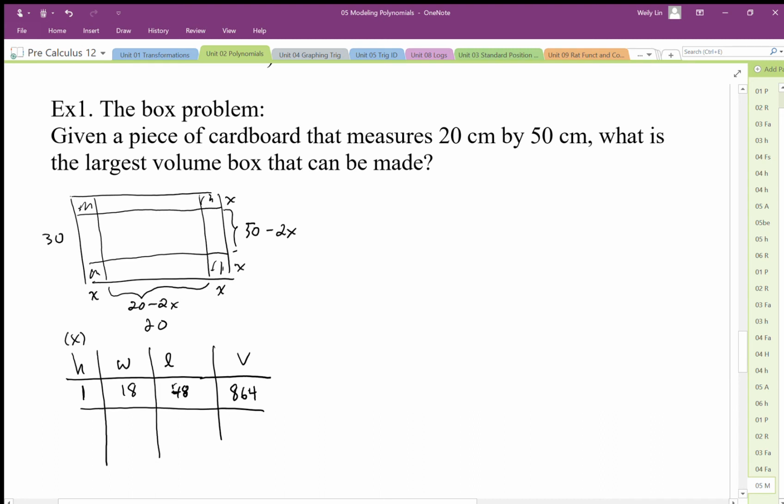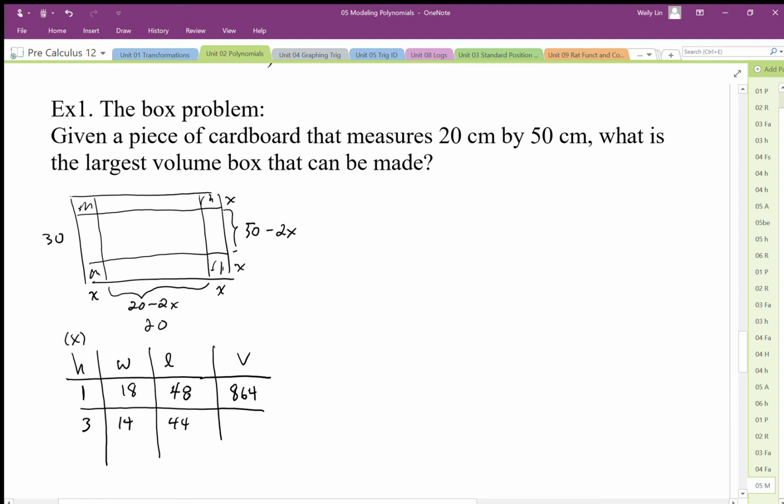In fact, if I just cut off a little 1 centimeter corner from there, it's probably not going to give me the biggest box. So let's maybe cut off a little bit more, cut off 3 centimeters. And then the width here is going to be 14. The length here is, I've kind of got it backwards, so this is supposed to be a longer side. So that's going to be 44.